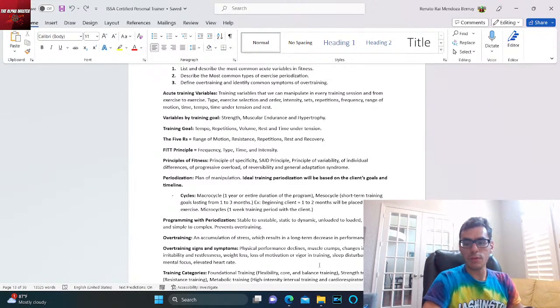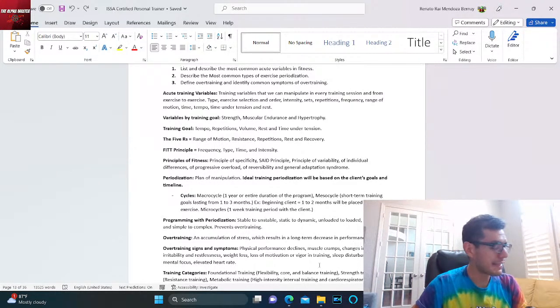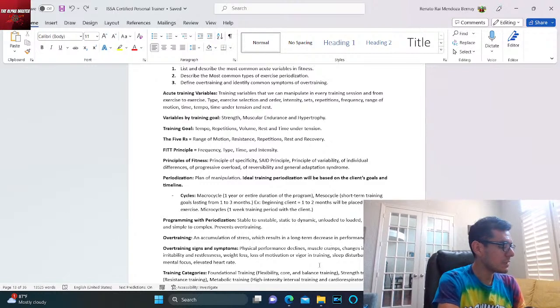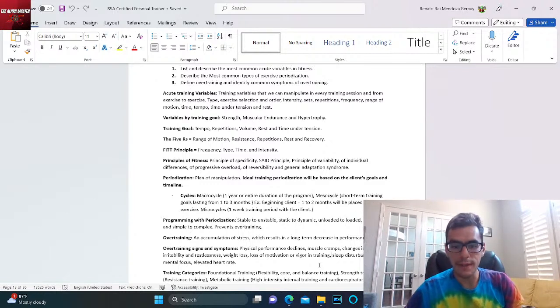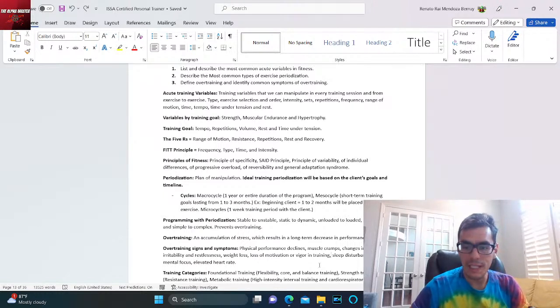Now, the signs and symptoms of overtraining are going to be physical performance declines, muscle cramps, changes in appetite, irritability and restlessness, weight loss, loss of motivation or vigor in training, sleep disturbances, lack of mental focus, and elevated heart rate. Those are going to be the overtraining signs and symptoms.